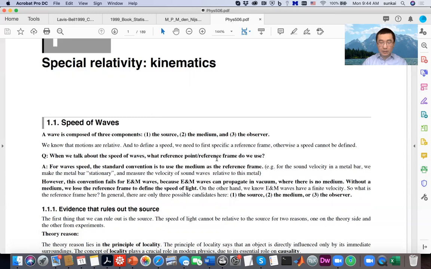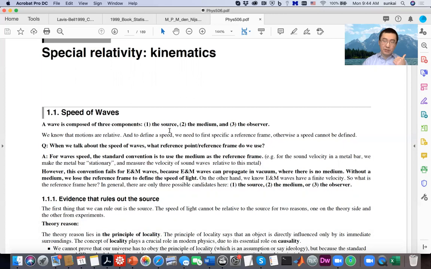Is it possible that the speed of light we're talking about every day is relative to the source? That's the first possibility. A second possibility: is there actually a medium for E&M waves, and the speed of light is relative to that medium? And a third possibility: is it possible that the speed of light is defined relative to the observer instead of the first two? Okay, those are the three possibilities we are going to explore.